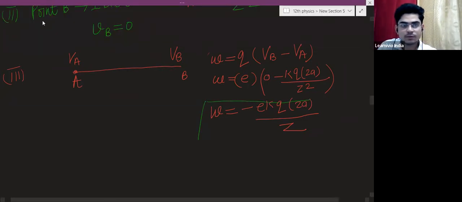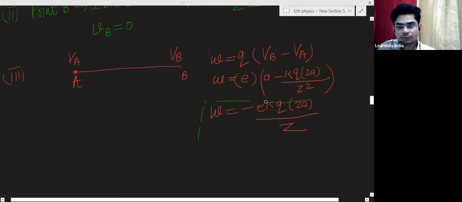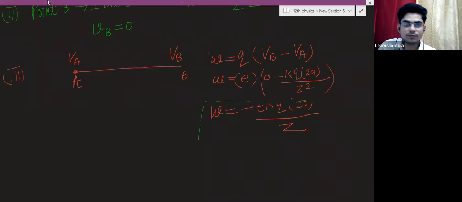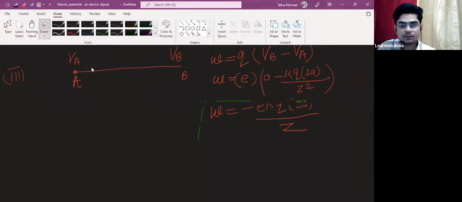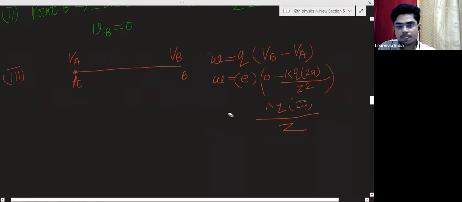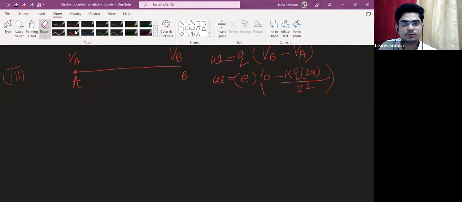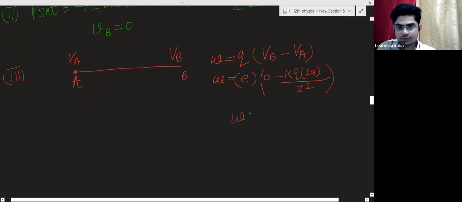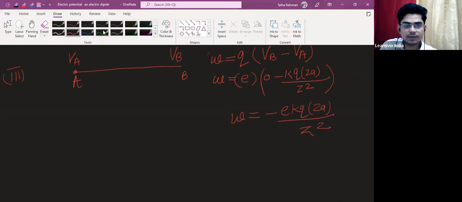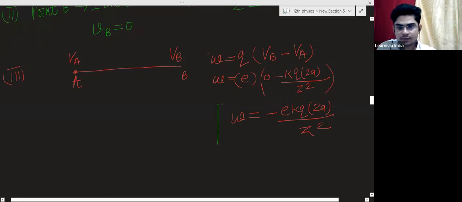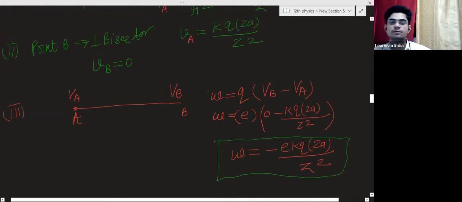Sorry, I have to write it again. Please wait for a minute. So this will be work equals minus e K Q into 2A divided by Z square, and I am highlighting it with the green color, so the answer is visible to you. This is the work.